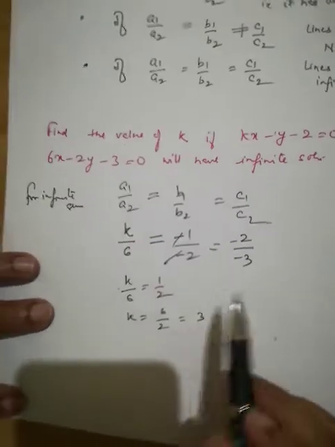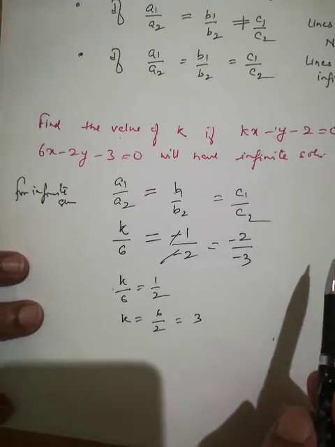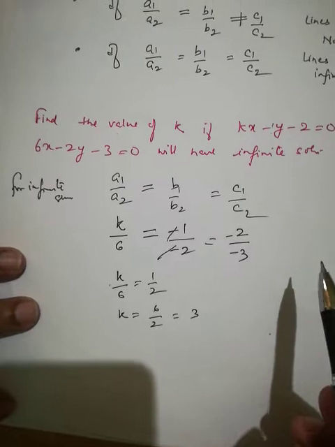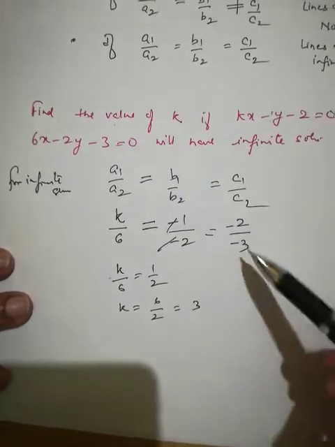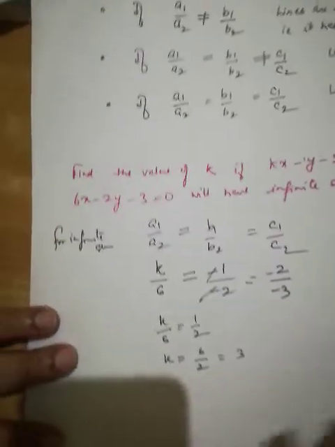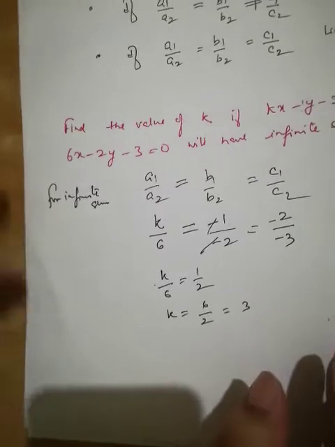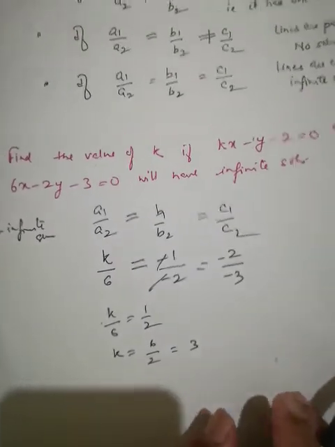But what we see here is that if k is equal to 3, then 3 by 6 is equal to 1 by 2, that is correct, but it is not equal to 2 by 3. So this value of k is not valid. So that value of k will not be there.